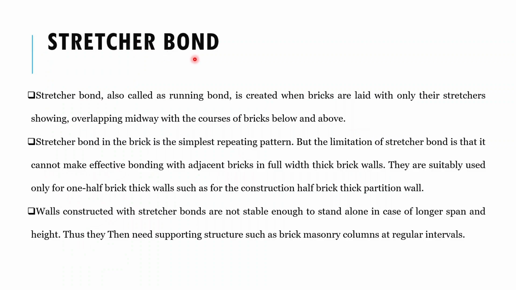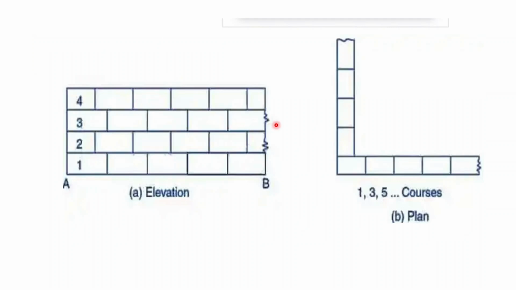So first we're going to see what is the stretcher bond. Mainly the stretcher bond is called a running bond. You can see this picture. This is the elevation view of your wall. Whatever is shown here is your brick arrangement. You can see the bricks are arranged in a longitudinal pattern. That means they have been placed in the stretcher way.